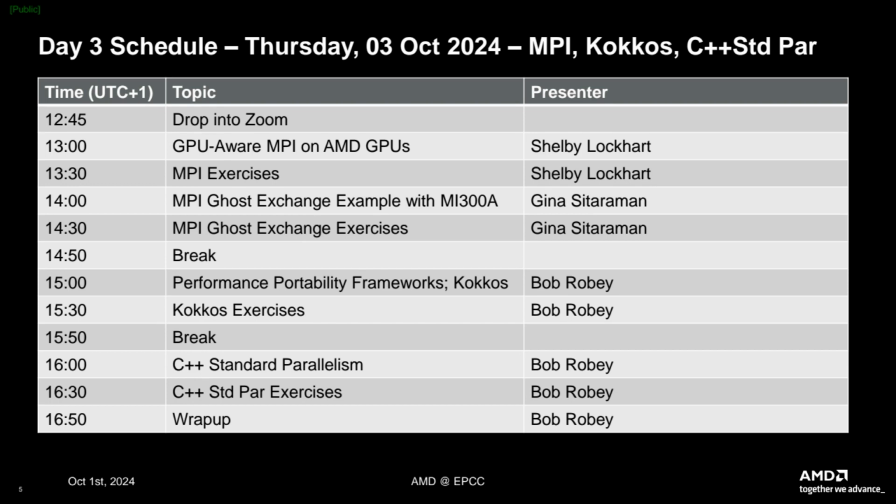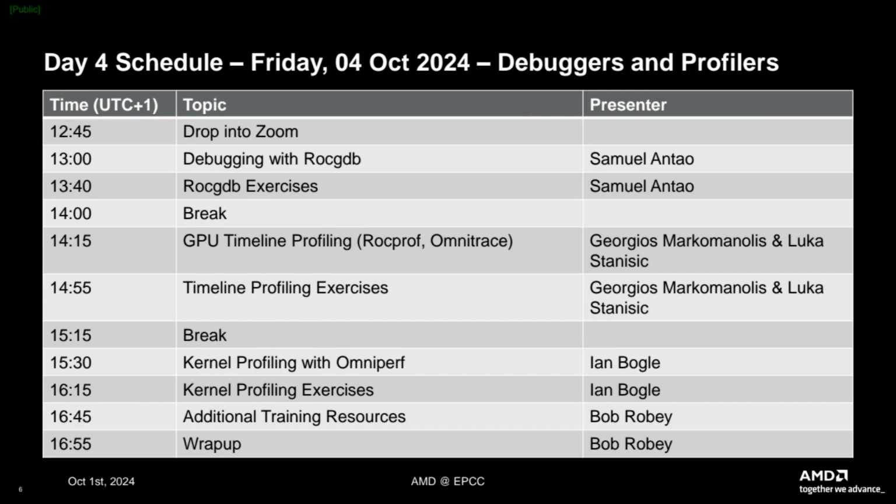For the last day, we will talk about the tools, starting from ROCgdb, which is our debugger, and then going down to ROCprof, Omnitrace and Omniperf. So the last day is going to be very, very tools intensive, and we're going to show you how to gather information on your application, try to identify what the hotspots are, and hopefully ways you can use to improve your code in terms of performance and make it go faster.